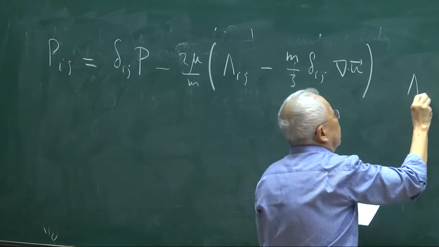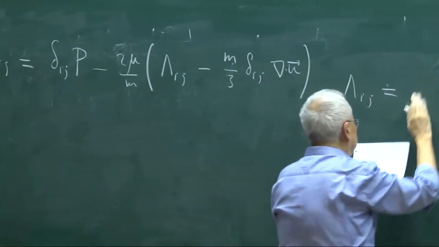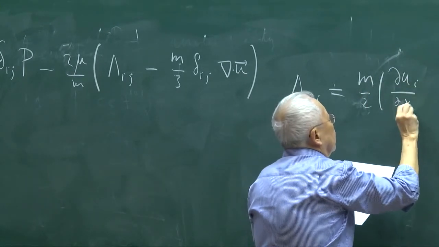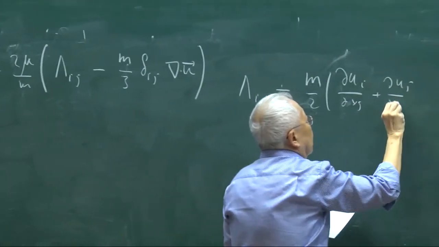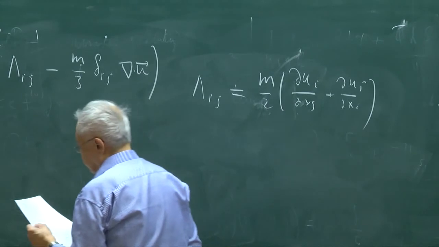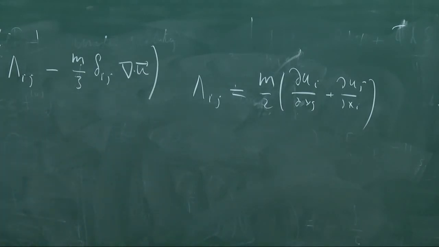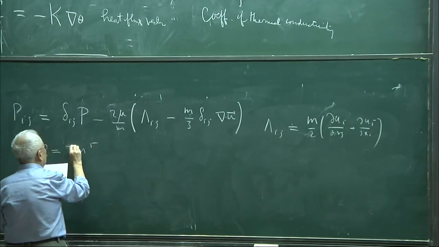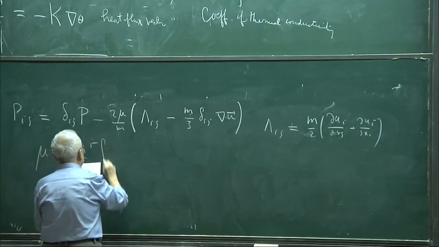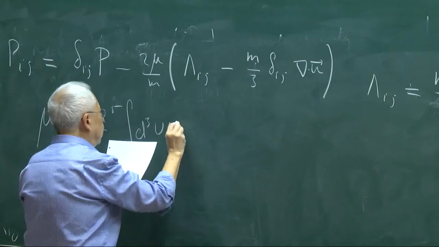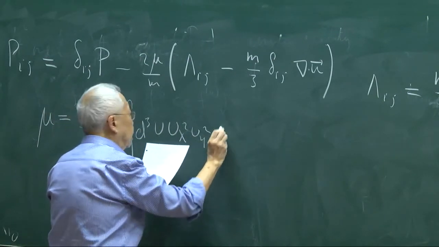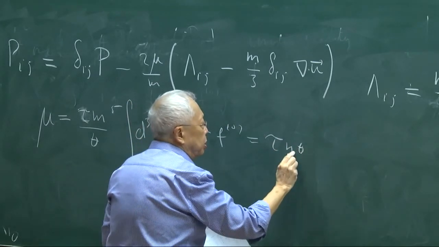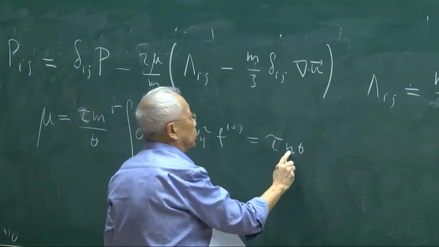This is lambda_ij. I think when I defined it before, I left out a prefactor. It's m over 2 times du_i/dx_j plus du_j/dx_i. Symmetric tensor. And mu is the integral of 2 m5 tau over theta times the integral d3u u_x squared u_y squared f0, integral of tau and theta. It's the same dimension as the coefficient of thermal conductivity, and this is viscosity.